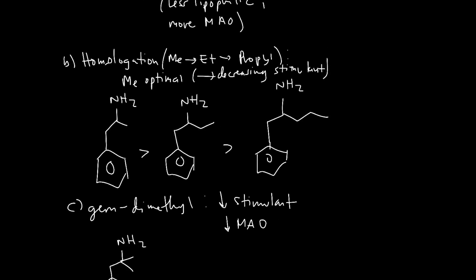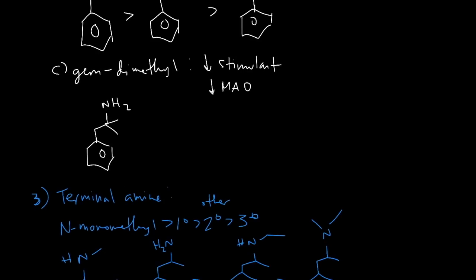Homologation means making the alpha carbon chain longer. If you change it from a methyl group to an ethyl group to a propyl group, which I've shown here, this is a methyl group, this is an ethyl group, this is a propyl group, it makes the compound less of a stimulant. So methyls are optimal, ethyls are less optimal as stimulants, and propyl alpha carbons are the least optimal as stimulants.